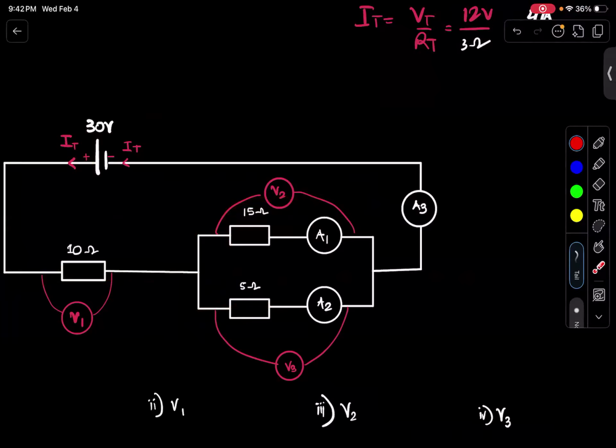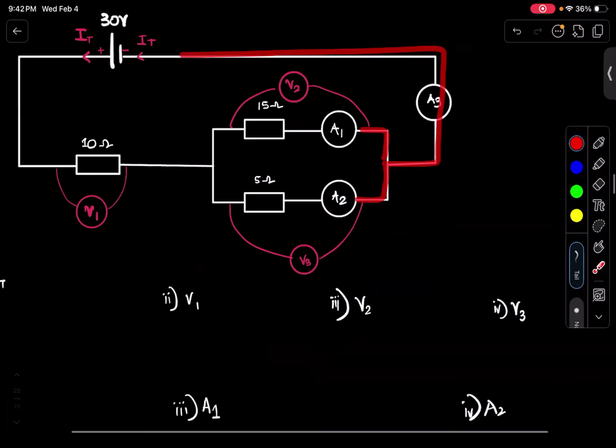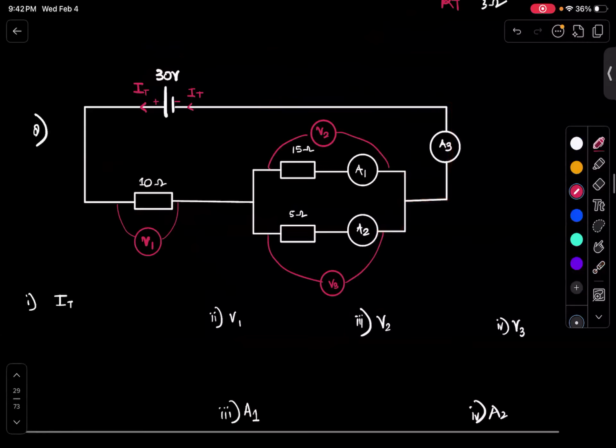Why do I have a separate ammeter A1 and A2 over here? Because the current through this is going to be different and the current going through this is going to be different, right? Because current is dividing itself. It's not equally dividing, it's dividing itself depending upon the resistance. Then once you combine at the junction, the current is going to converge again and then leave. Okay, so first of all, calculate IT.